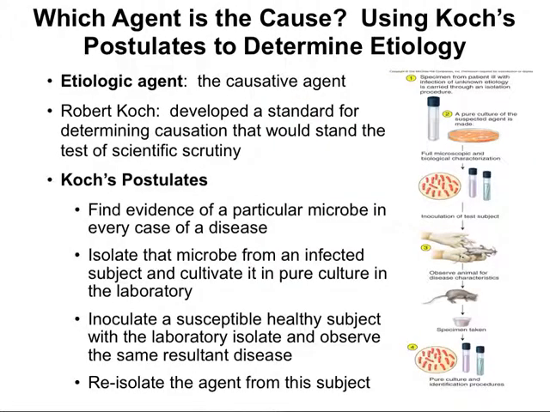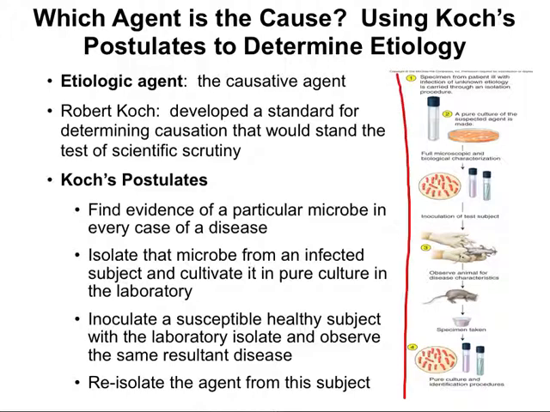So the goal of studying infectious disease is to determine the precise etiologic agent, or the causative agent. We take for granted these days that we understand that certain infections are caused by a particular microbe. However, it was not always this way. More than a century ago, Robert Koch realized that to prove the germ theory of disease, he would have to develop a standard for determining the causation of those diseases. And that standard would have to stand the test of scientific scrutiny. So he came up with a series of postulates. Those postulates are outlined over here on the right side.